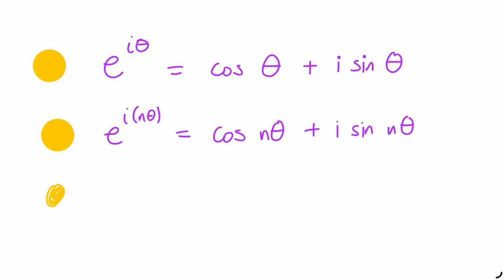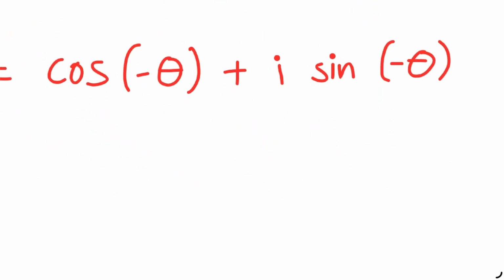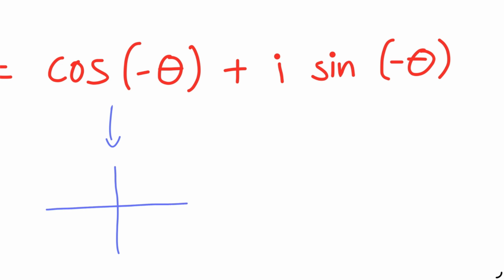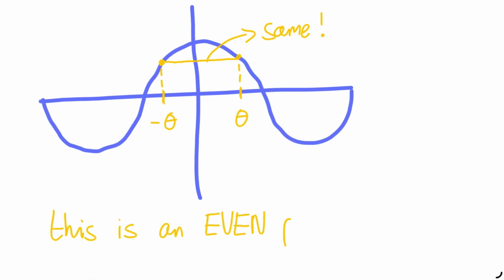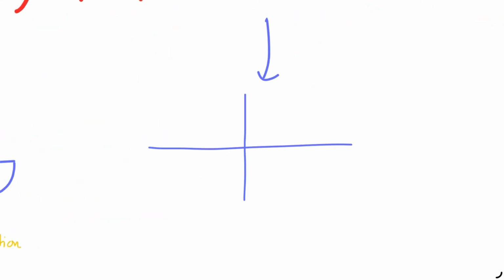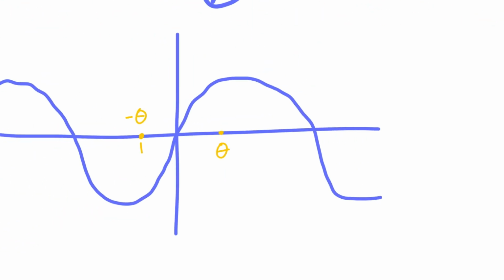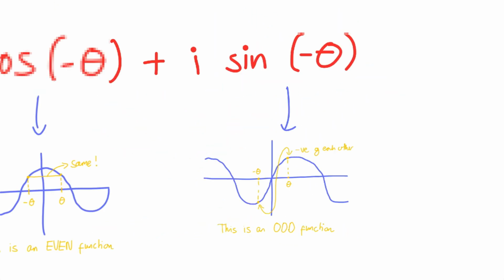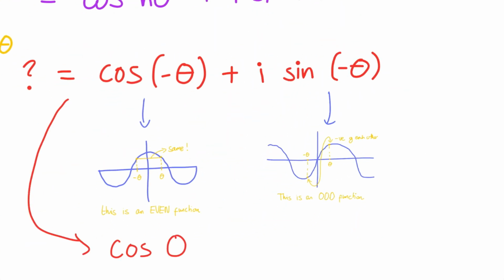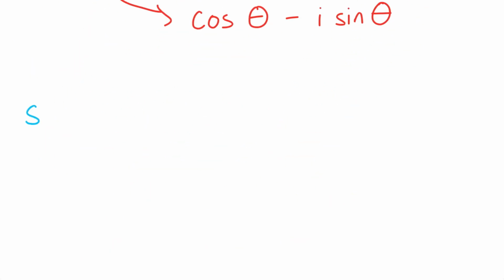But what happens when we plug in minus theta? Believe it or not, we get cosine of minus theta plus i sine of minus theta. However, we can clean this up a little if we consider the nature of cosine and sine. If you take a look at a cosine curve, you'll see that cosine of minus theta is just equal to cosine of theta. The mathematical way of explaining this is saying that cosine is an even function. And if we do the same thing with sine, we see that sine of minus theta is equal to minus sine of theta, which means that sine is an odd function. And what that lets us do is simplify this down to cosine theta minus i sine theta.